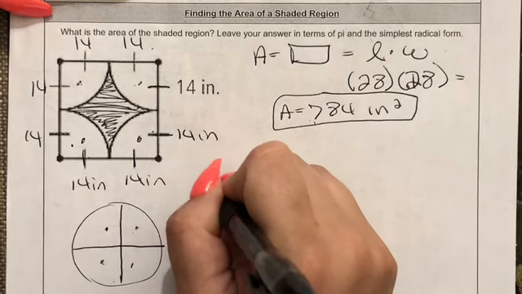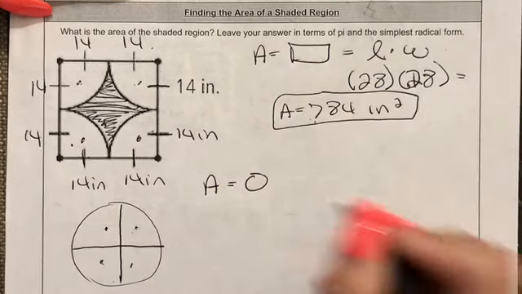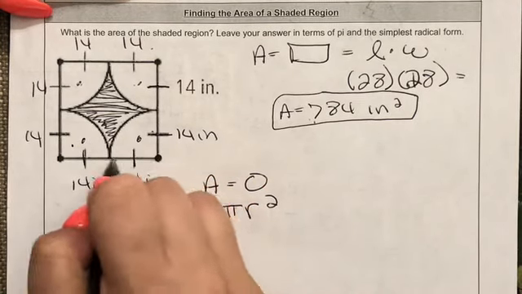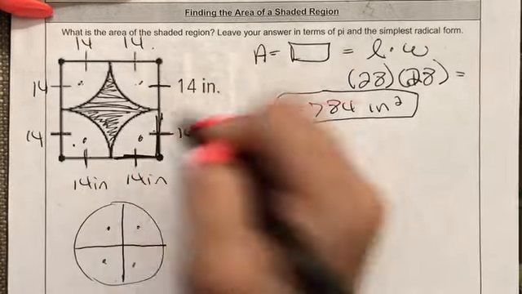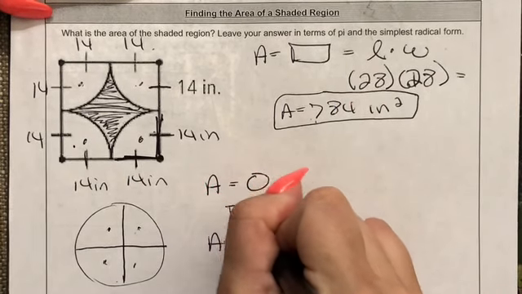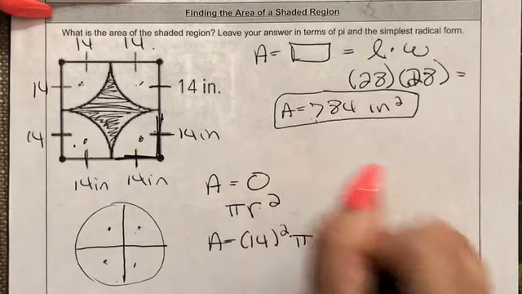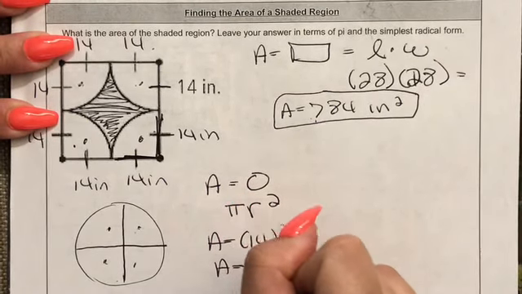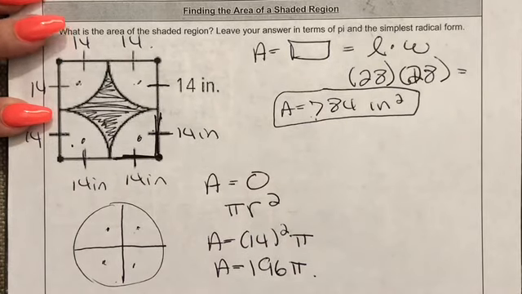So in order to find the area of the circle, I'm going to do pi r squared. And if this is the center, this is my radius. So my radius is 14. And 14 times 14 is 196 pi.